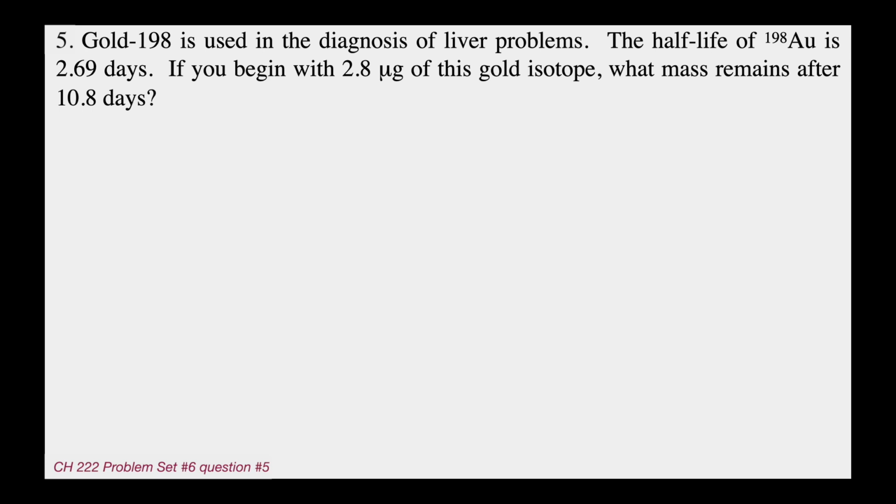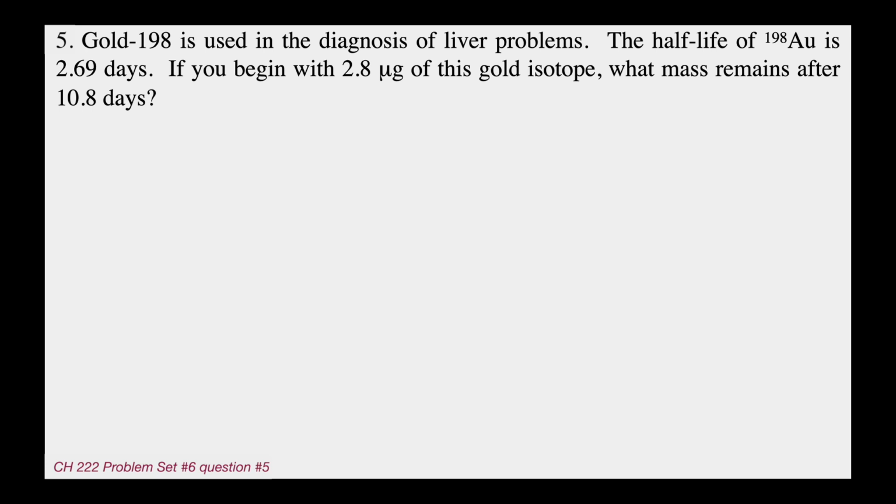Gold-198 is used in the diagnosis of liver problems. The half-life of gold-198 is 2.69 days. If you begin with 2.8 micrograms of the gold isotope, what mass remains after 10.8 days? Okay, so this is a problem with a radioactive isotope, and anything with a radioactive isotope, as well as anything in biology basically, will be a first-order reaction.